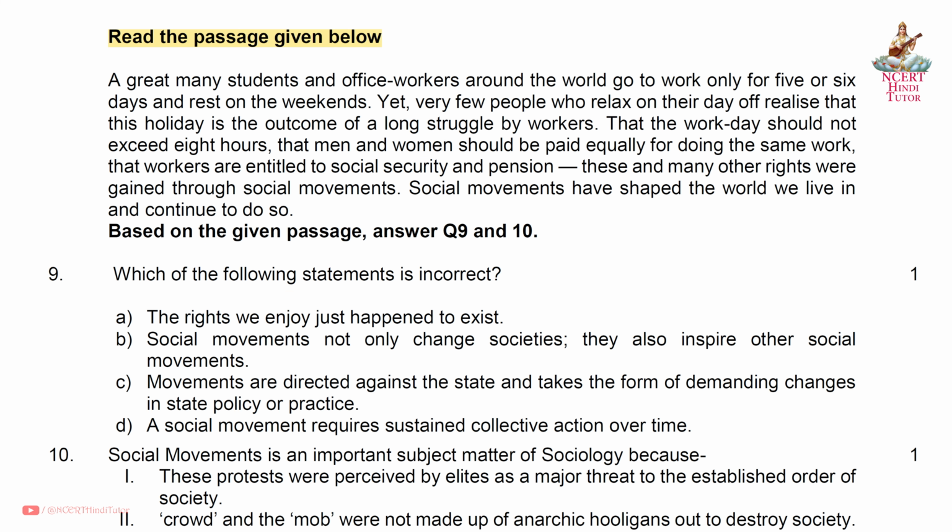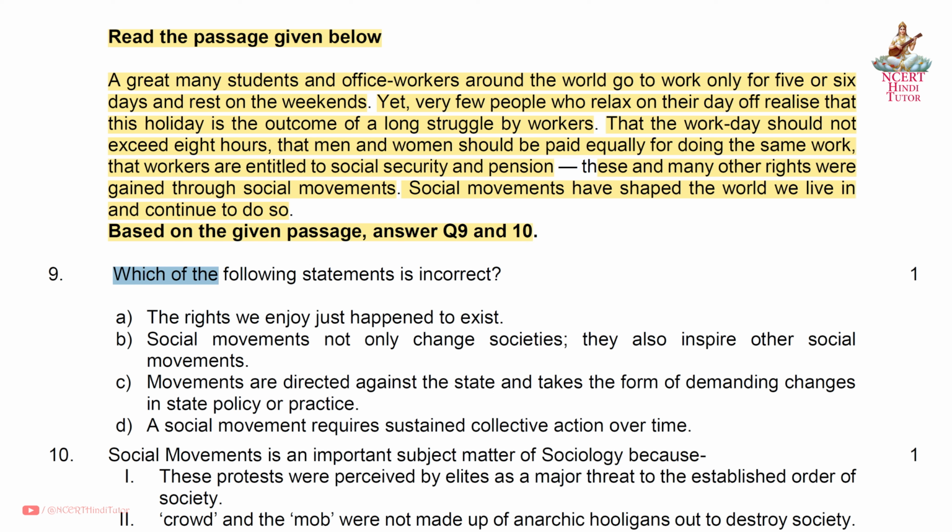Read the passage given below. A great many students and office workers around the world go to work only for 5 or 6 days and rest on the weekends. Yet, very few people who relax on their day off realize that this holiday is the outcome of a long struggle by workers. That the work day should not exceed 8 hours. That men and women should be paid equally for doing the same work. That workers are entitled to social security and pension. These and many other rights were gained through social movements. Social movements have shaped the world we live in and continue to do so. Based on the given passage, answer question 9 and 10.